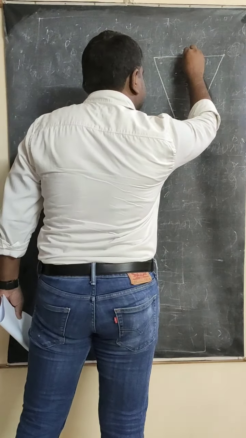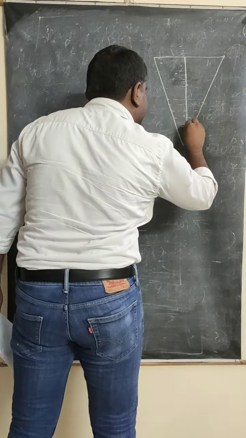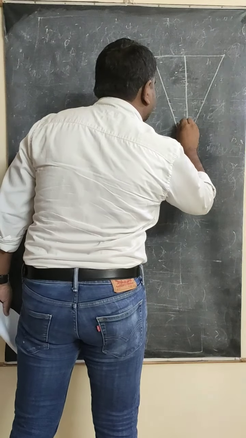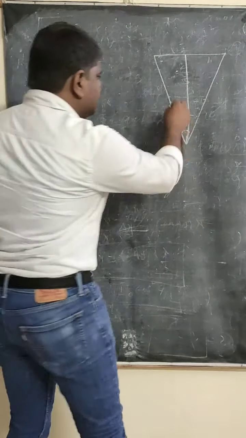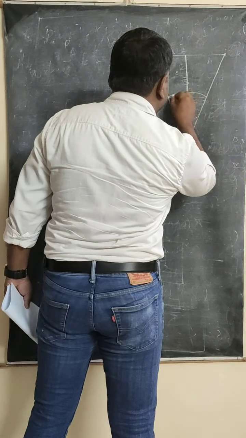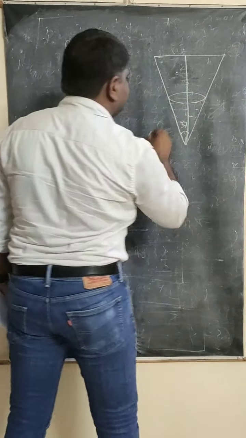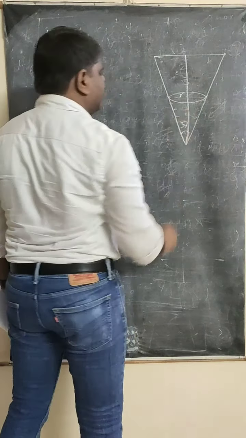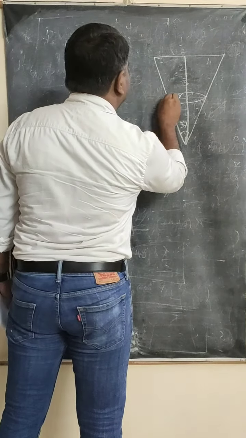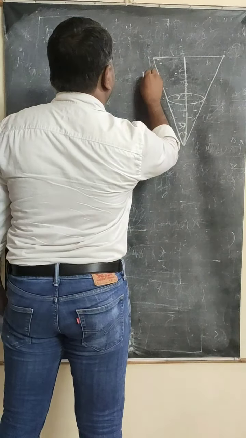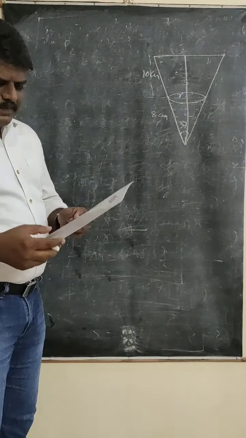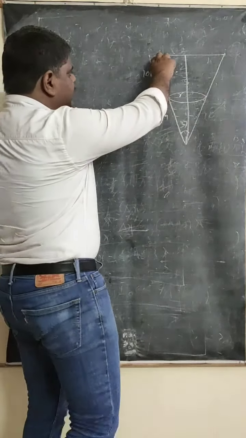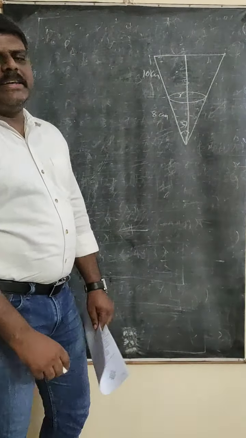They say that the semi-vertical angle is given: 37 degrees. The shape of this part is a circle, and its radius is given as r. This height is given as 10 centimeters, and this height is given as 8 centimeters.